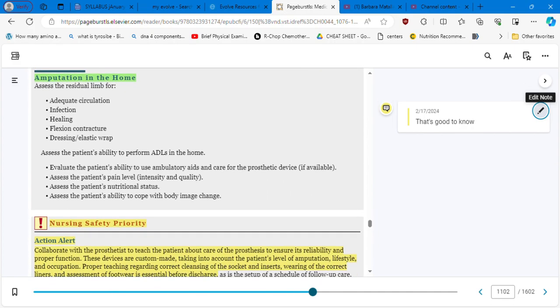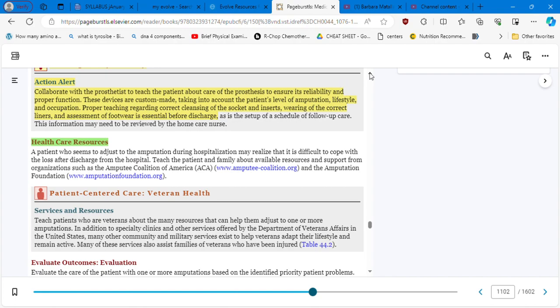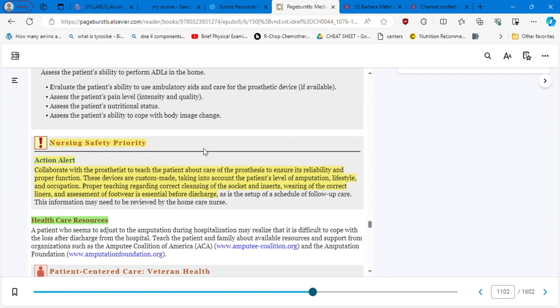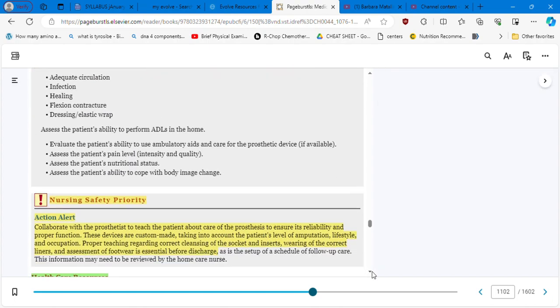So, home health care for patients with lower extremity amputation in the home. You need to assess for adequate circulation, infection, healing, flexion, contracture, dressing, elastic wrap, right? Assess the patient's ability to perform ADLs in the home. Okay. So, action alert. Collaborate with the prosthetist to teach the patient about care of the prosthesis to ensure its reliability and proper function. That's very important.